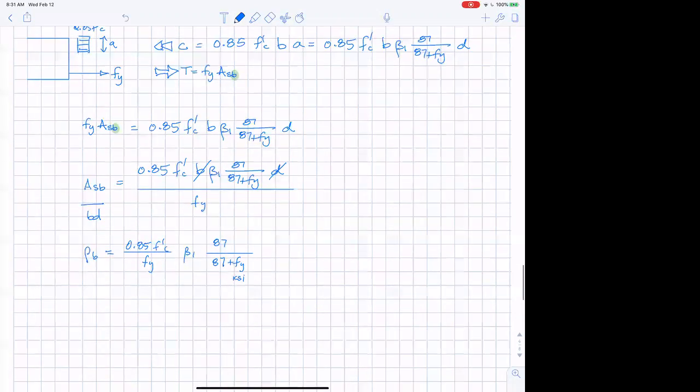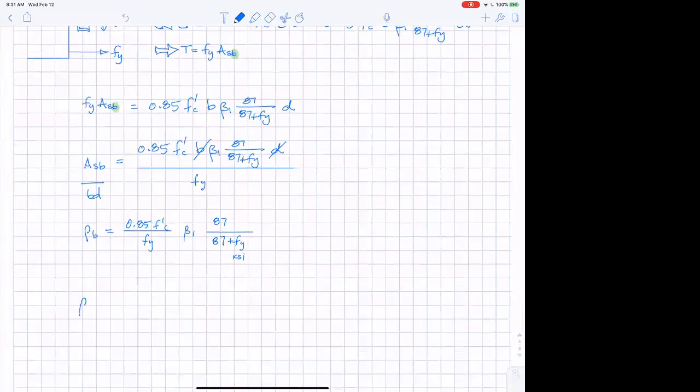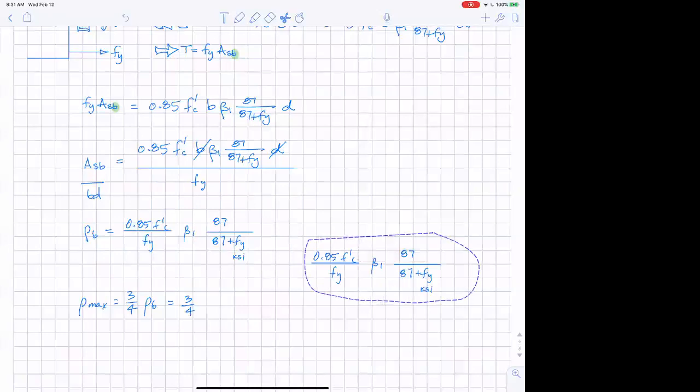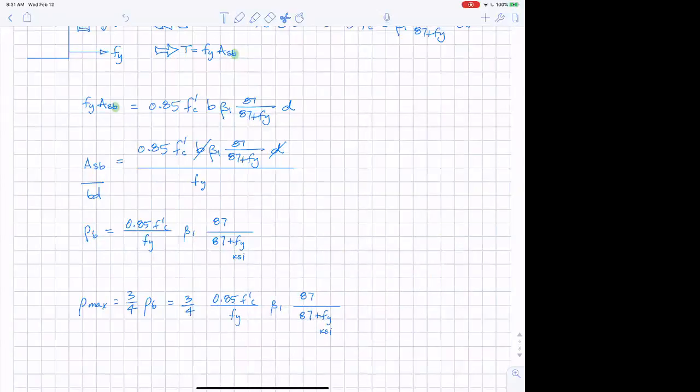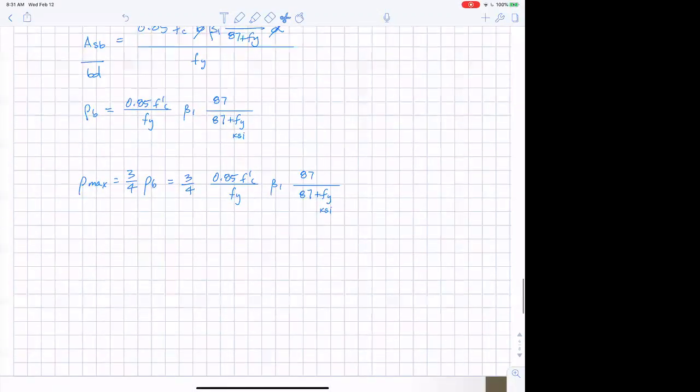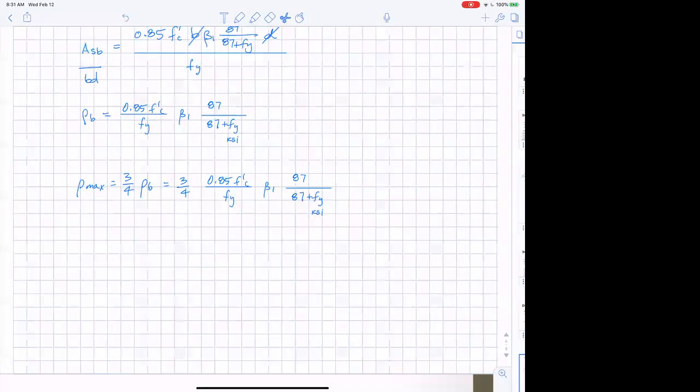And finally, rho max is 3/4 rho balanced. And again, I'm going to just cheat. And there you go. Okay, so that is rho max pre-2003, 2002. So now, let me add another page and we'll do pre-2014.